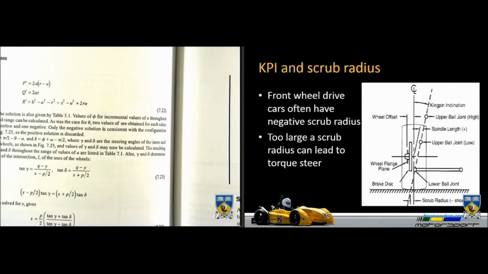And again, too large a scrub radius on front-wheel drive cars can lead to torque steer through that exact same mechanism. Simply going around a corner changes your load distribution on the tyres. If you've got the same driving force, it's going to change the longitudinal force of both of those wheels, and it steers the car. So that's why you generally don't see many high-performance front-wheel drive cars.